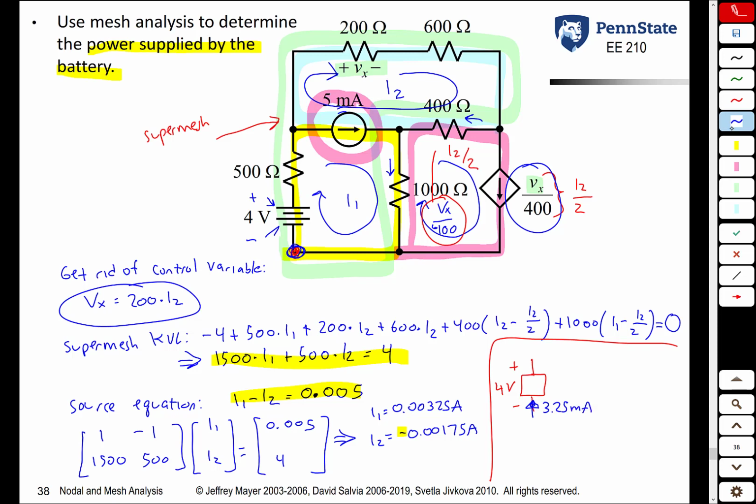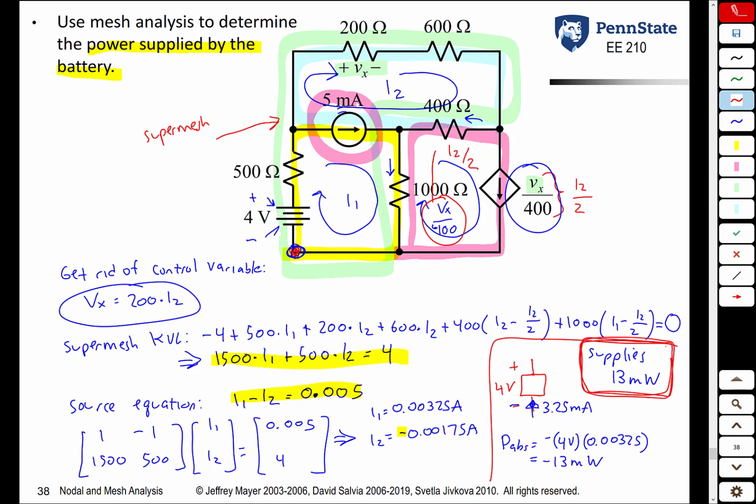So the absorbed power is the voltage times the current. And notice the current arrow enters a minus terminal first, so you put a minus there, so it's absorbing minus 13 milliwatts. So that means that this source supplies 13 milliwatts of power, and that is our final answer.